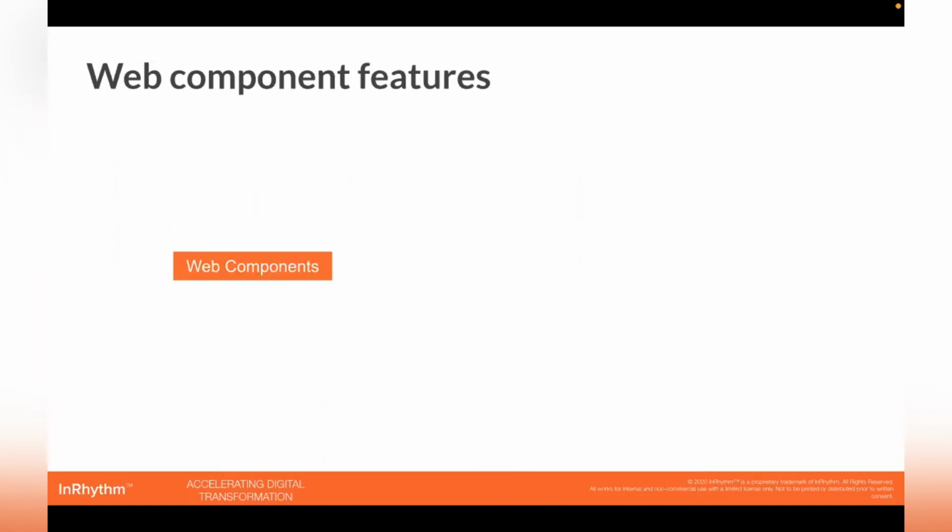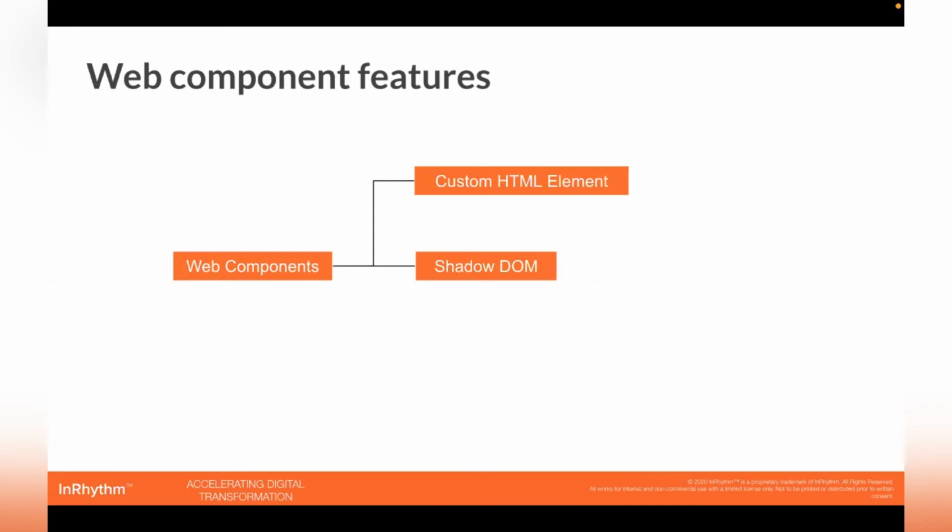Okay, so next I'm going to introduce some web components features. There are mainly three features for web components. The first one is custom HTML elements. The second is shadow DOM. And the third one is templates and slots. So let's go over them one by one.